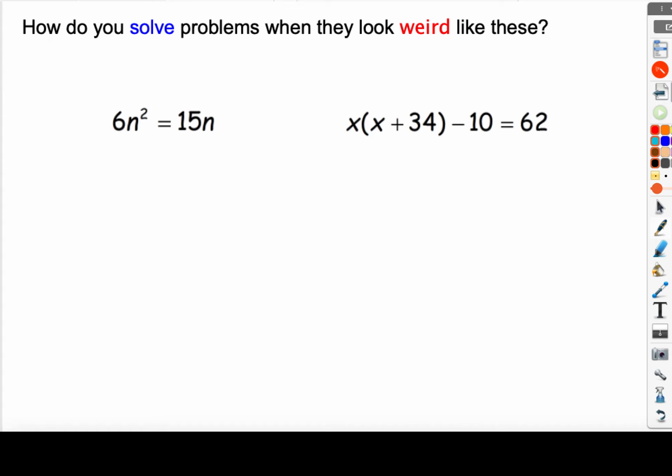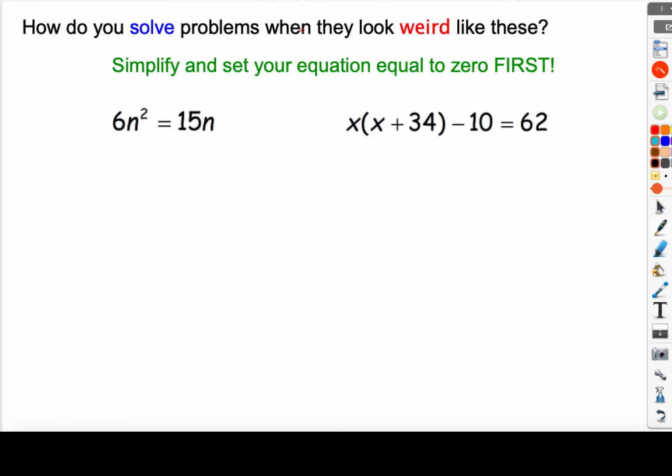Now, one very important thing when you deal with these equations is that it's only really helpful to try to factor when we're equal to 0. So one thing we would want to do when they look a little bit funny is make sure we set ourselves equal to 0 first. So I'm going to subtract this 15n over to the other side. 6n squared minus 15n would be equal to 0.